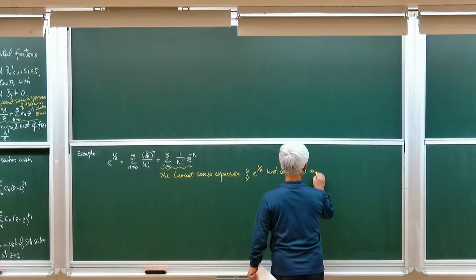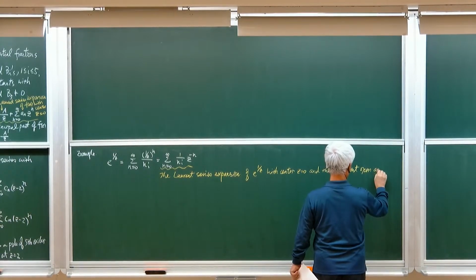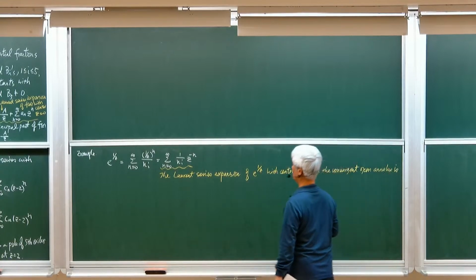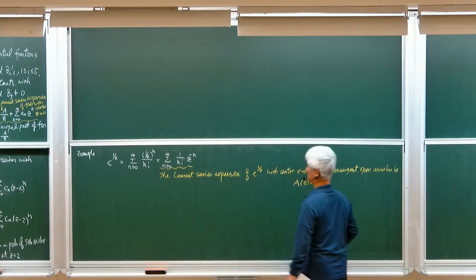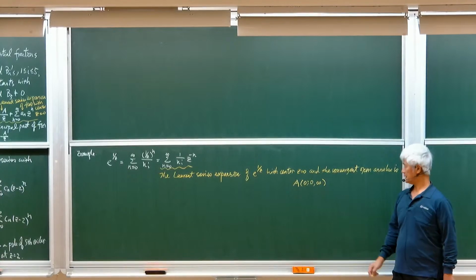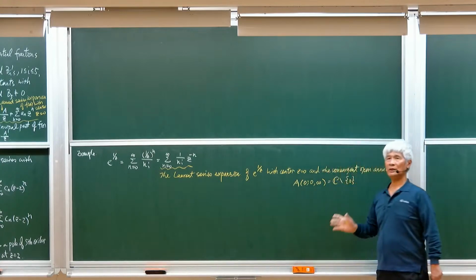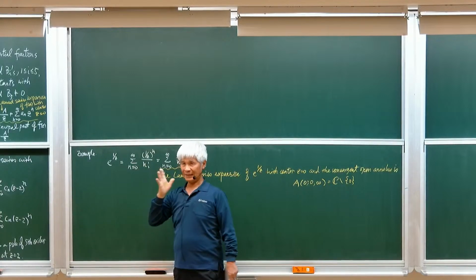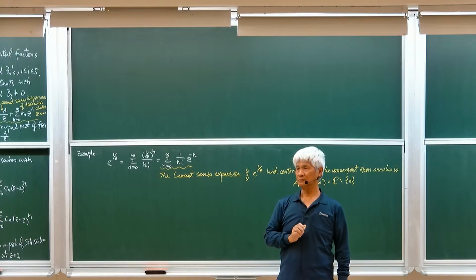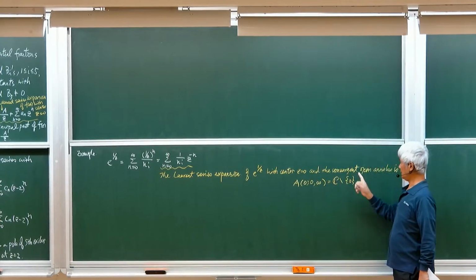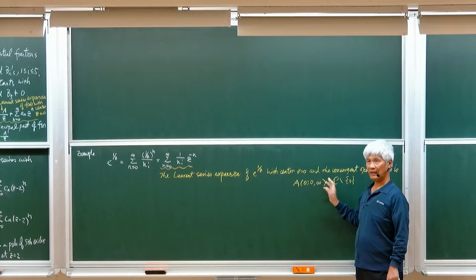And the convergent open annulus is what? It's A, 0, 0, and infinity. So it's actually equal to C minus 0. So this function is analytic at every point in the complex plane except at z equal to 0. So the convergent open annulus is this one, center with 0, beta is 0, and 1 over alpha is infinity.